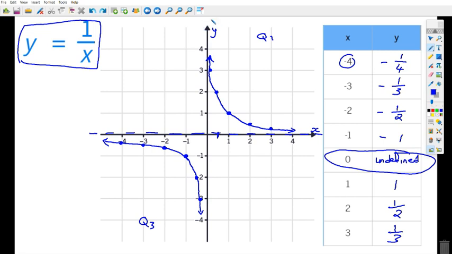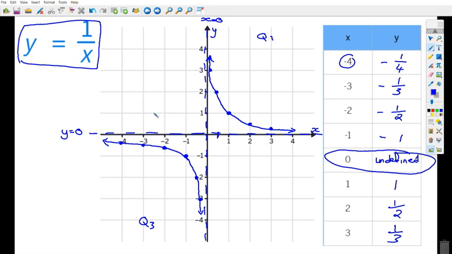So I've got a vertical asymptote, which I can indicate with a dotted line. Always indicate your asymptotes with a dotted line. So I've got a vertical asymptote, which is called x equals 0, because everywhere on my y-axis, my x value is 0. And then I've also got a horizontal asymptote, and that's called y equals 0, because everywhere on my x-axis, my y value is 0. I hope that makes sense.